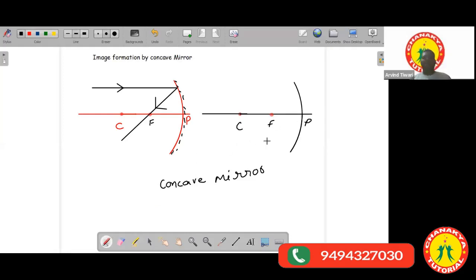This is pole. Now, as of the second rule, we state that if a ray of light passes through the center of curvature, so if you have a ray of light passing through center of curvature like this, so it will be reflected back along the same direction.